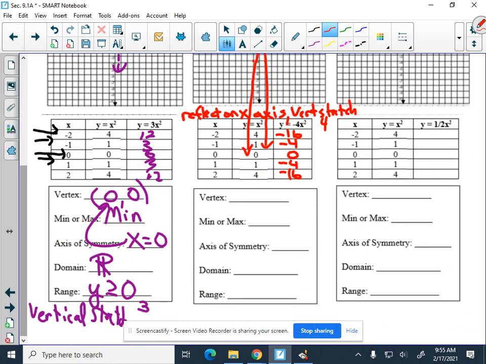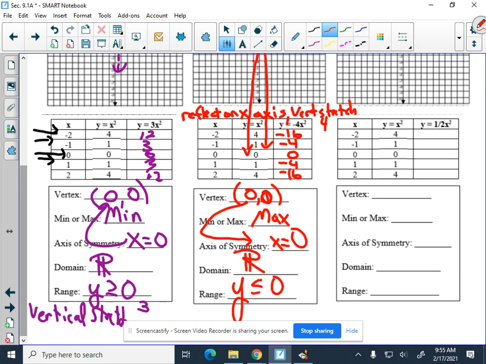All right, what's our vertex here? 0, 0. If you look at that, that'll tell you the axis. X equals 0. Is it a max or a min? This one's a max. It's a high point. Our domain? All reals. But y is this time, since it goes down, less than or equal to 0. Good. Okay. All right, the next one, it says half.